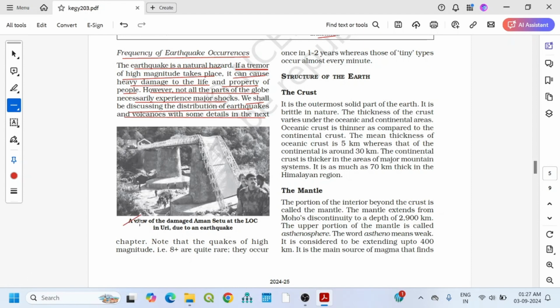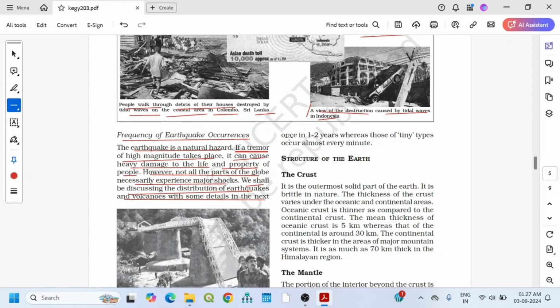This is the picture of view of the damaged Aman Setu at the LOC in Uri due to the earthquake. The quakes of high magnitude, that is 8 plus, are quite rare. They occur once in 1 to 2 years, whereas those of tiny types occur almost every minute.